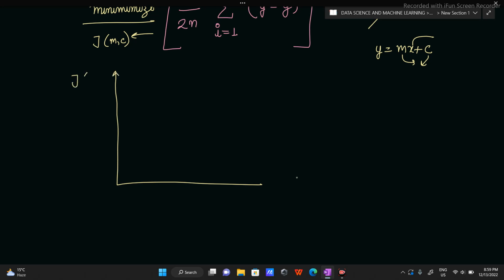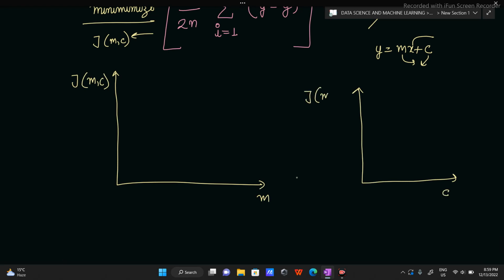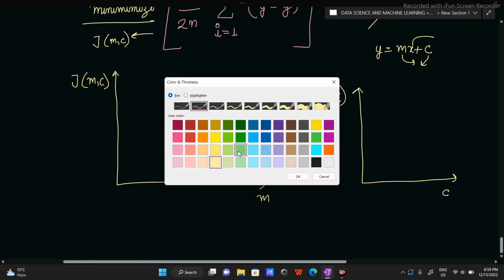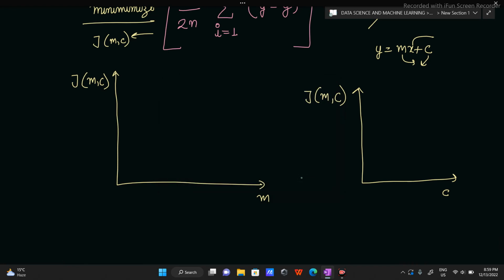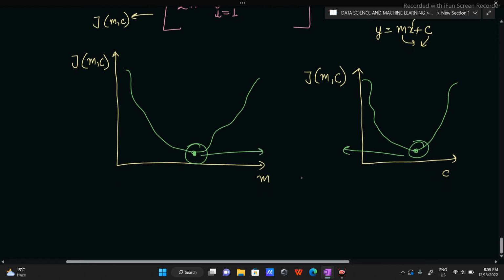So let's say this is J of m and c, and on this side I'll have m, and on this side I'll have c. For different values of m, I'm getting a curve like this, and similarly for different values of c, I'm getting a curve like this. So this is the global optima for me, and whichever values of m and c give me the global optima, I'm going to keep. All right, so let's see.